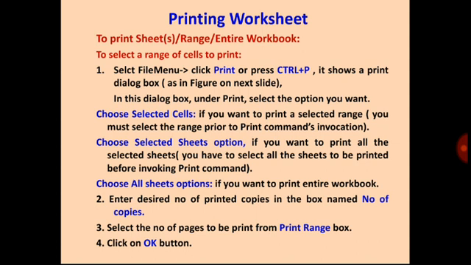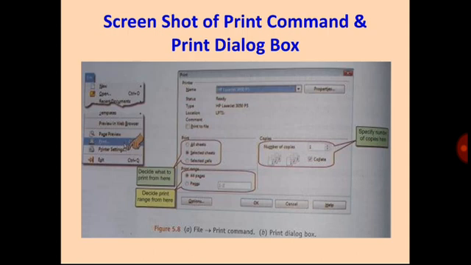Under the desired number of printed copies, in the box named Number of Copies, suppose we want 3 copies of the document, we can type 3 here. Select the number of pages to be printed in the Print Range box. How many pages we want to print, we have to specify in the Print Range box, and finally we click on the OK button. This is the screenshot of the print command and the Print dialog box.